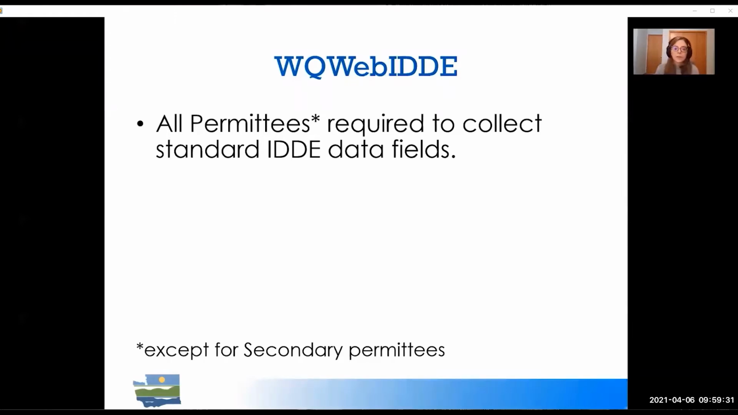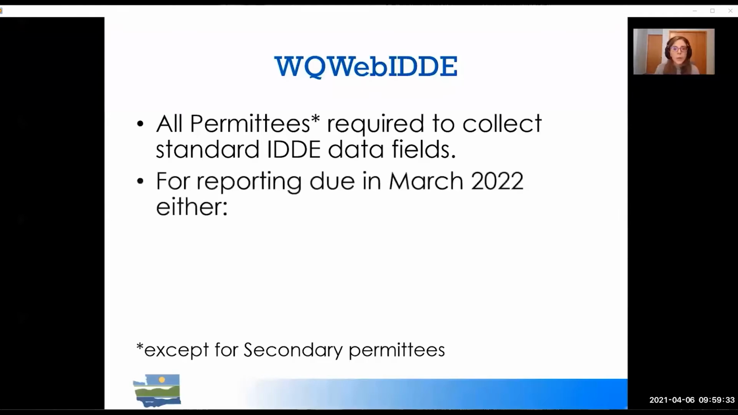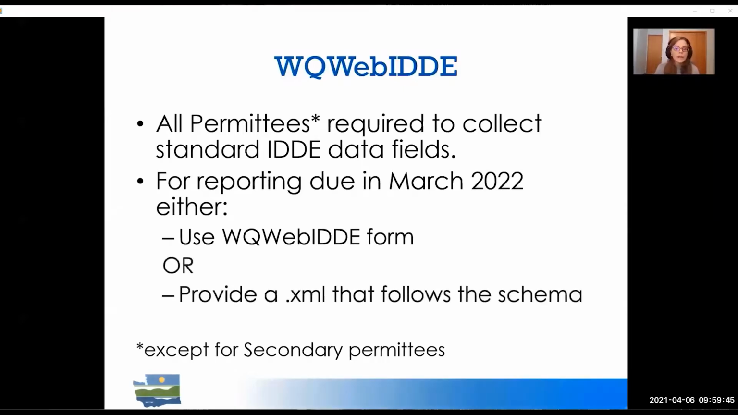to common problems. For the annual report due March 31st of 2022, permittees must either continue to use the Water Quality Web IDDE form or submit a .xml file that follows the schema in Appendix 12 of the Western Washington Phase II permit, Appendix 14 of the Phase 1, for those permittees exporting from their database. Permittees uploading this .xml file can validate it in Web IDDE.